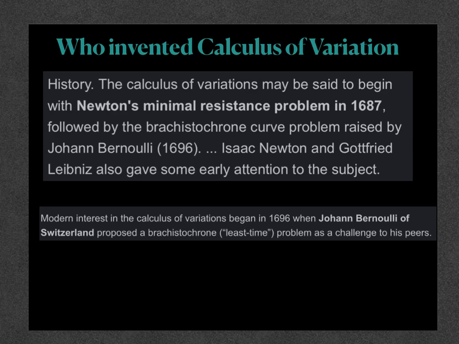The calculus of variations may be said to begin with Newton's minimal resistance problem in 1687, followed by the Brachistochrone curve problem raised by Johann Bernoulli in 1696. In 1696, Johann Bernoulli of Switzerland proposed the Brachistochrone problem. It is a least time problem, posed as a challenge to his peers, and so calculus of variations was invented.